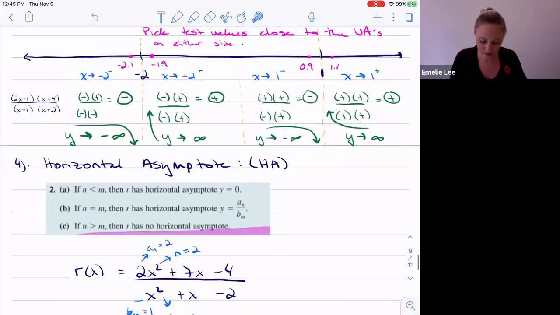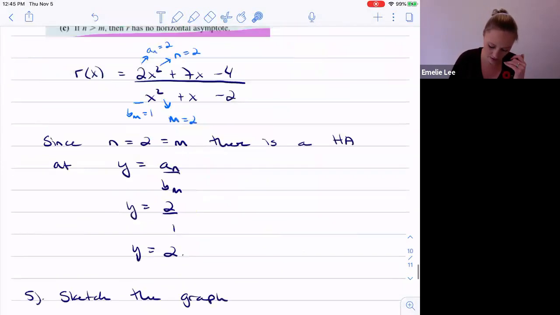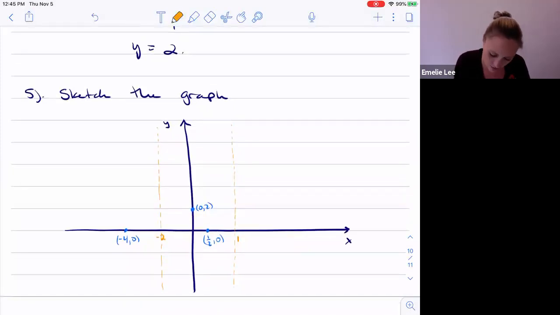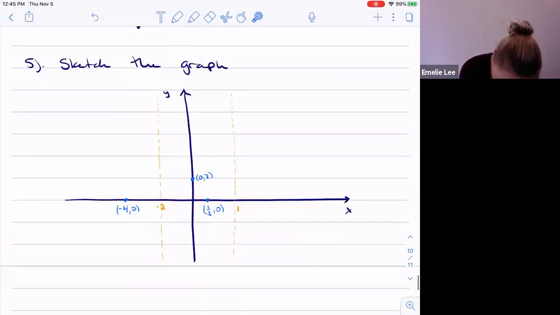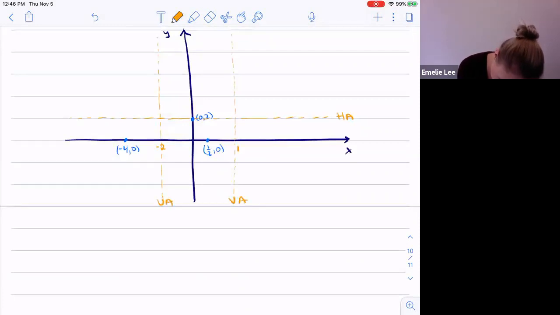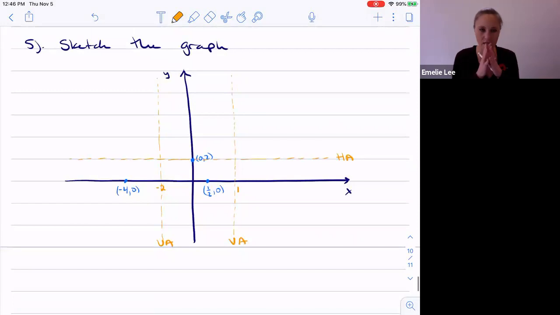Before I draw these lines, I need to take into account my horizontal asymptote. So I'm also going to dot lines at my horizontal asymptote. So my horizontal asymptote is at y equals 2, which also happens to be my y-intercept. So, oops. So here's my horizontal asymptote. This is my vertical asymptote, vertical asymptote. Okie dokie. So what does this thing look like?